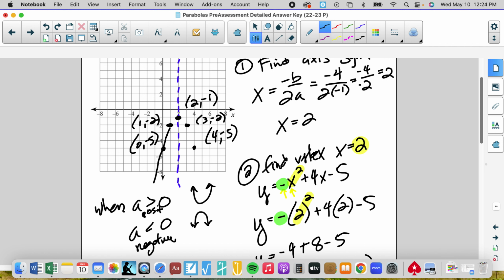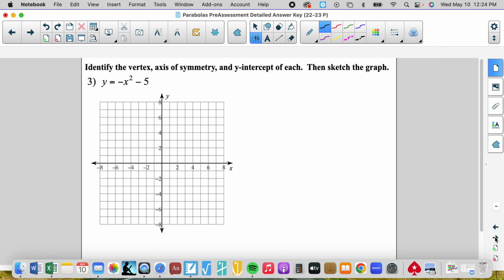And now we connect those dots. I do arrows on them. And I have 5 coordinates. I have my vertex, which is 2, -1. I have my y-intercept, which is 0, -5. And then I have 3 additional points. We can connect them a little bit. There you go. All right, number 3.